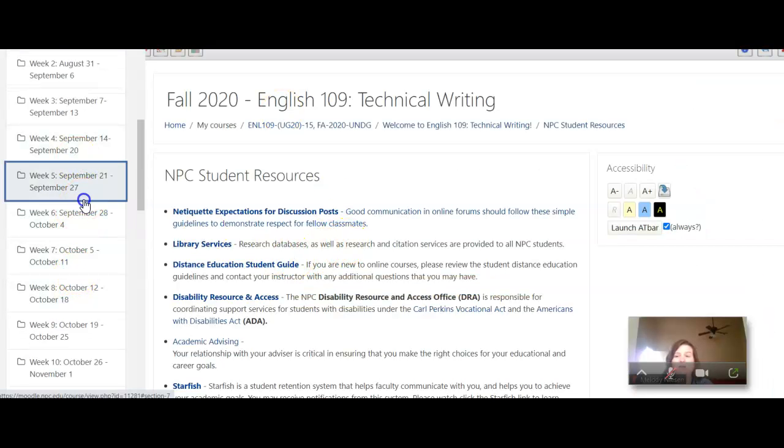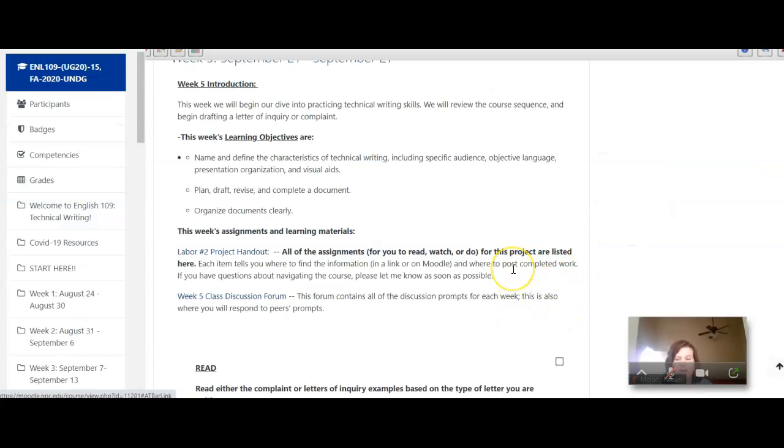So that is an optional labor for this week if you want to work towards increasing your baseline B to an A.